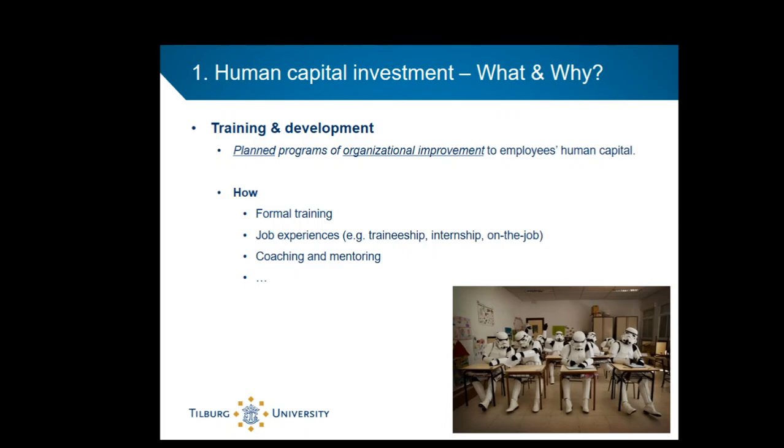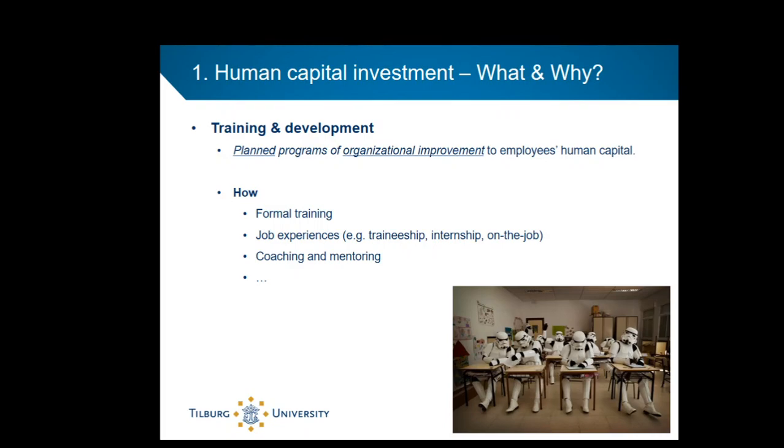Organizations can, of course, organize trainings in different ways. They can do so by formal training, basically what we are doing now, the traditional middle school classroom experience, or e-learning, and so on. Alternatively, they can let their employees learn in a more natural environment, for example, through traineeships, through internships, or just letting them learn new skills on the job. This is what I'm basically doing now with online teaching.